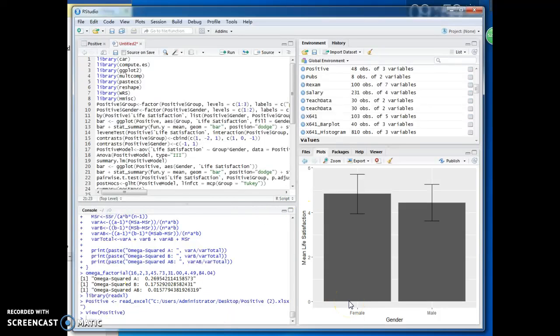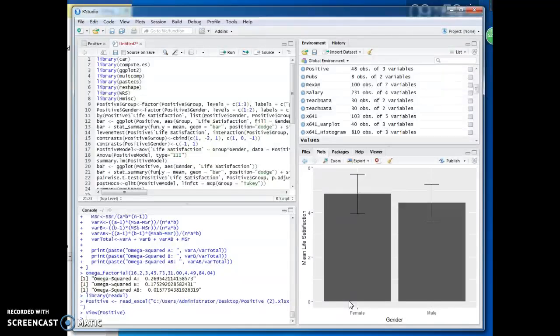So in this assignment, I'm going to talk about the factorial ANOVA. Factorial ANOVA compares means across two or more independent variables. When we compare it to the one-way ANOVA, the one-way ANOVA has only one independent variable that splits the sample into two or more groups.